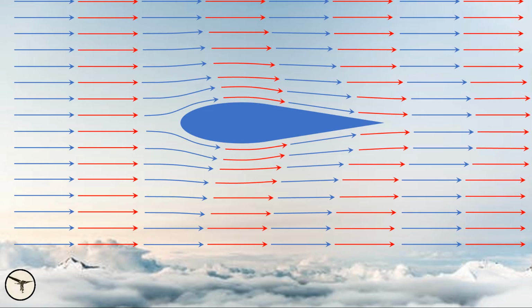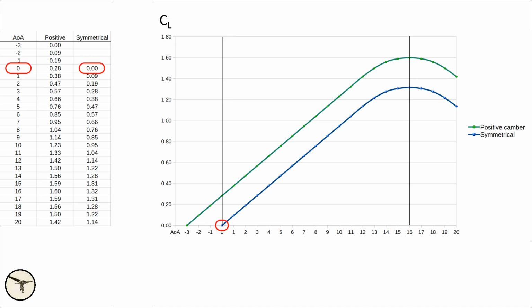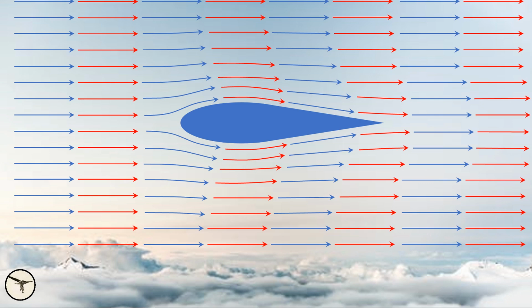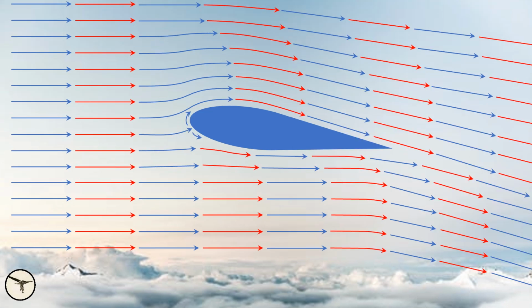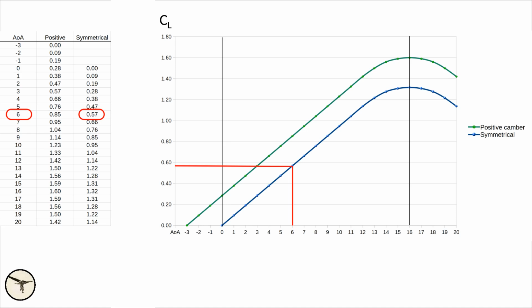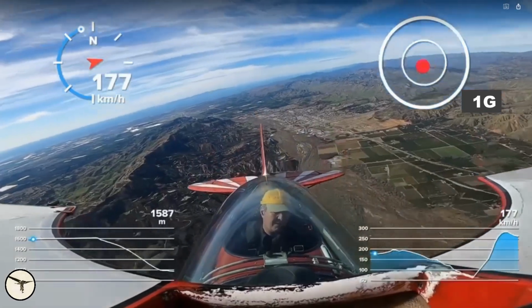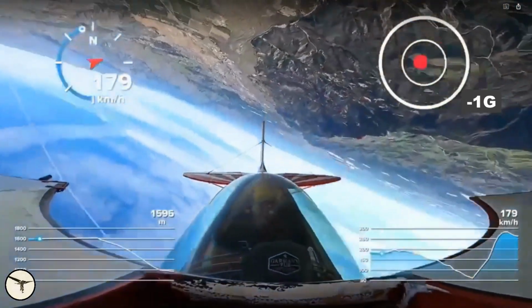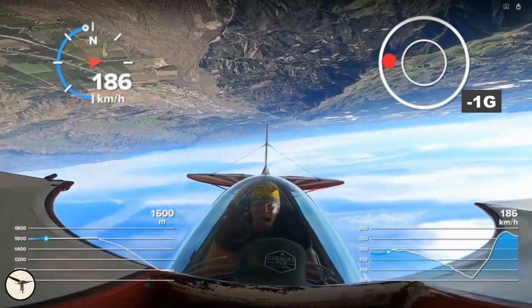If we put a symmetrical airfoil on the aircraft, it will produce zero lift at zero angle of attack. To produce a lift coefficient of 0.7, the angle of attack must be increased to 6 degrees. I have taken the liberty to give the symmetrical airfoil the same properties as the cambered airfoil. The stall behavior may be different, but I think you get the point here. Many airplanes used for aerobatics have symmetrical airfoils because it makes it easier to fly upside down.